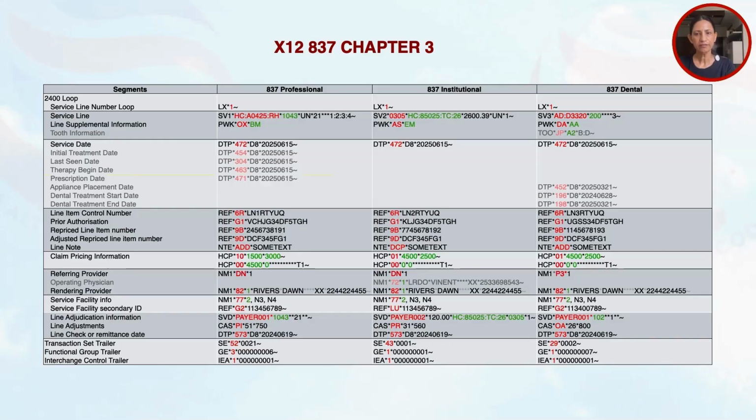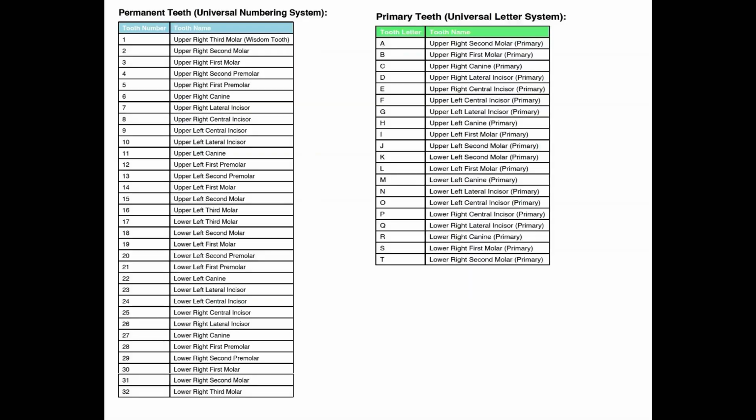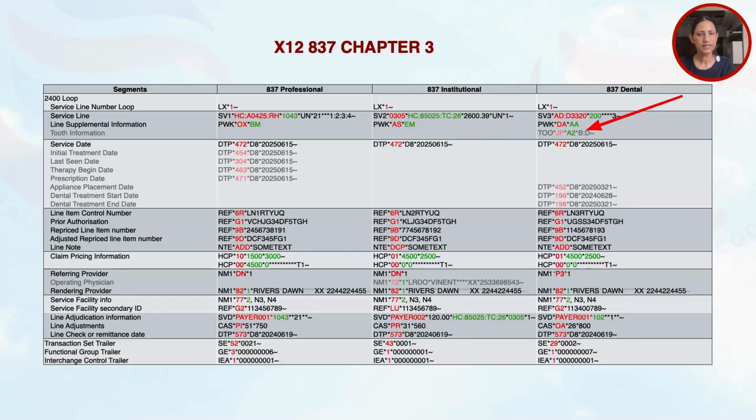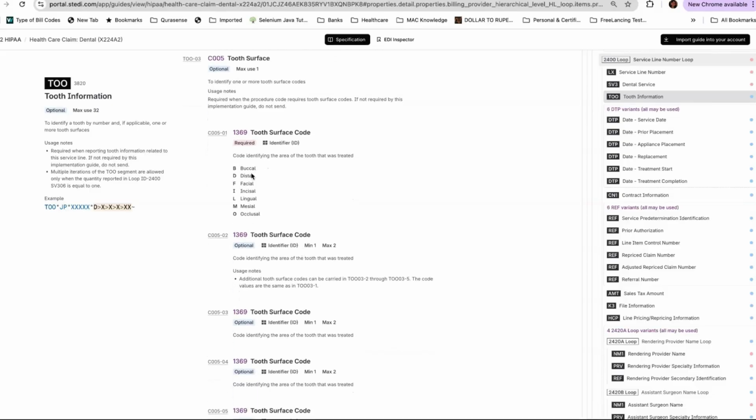For 837D, we have a segment for tooth information in the service line loop. This is the TOO segment. It is required when the tooth number or the tooth surfaces are to be mentioned in the dental service line. The qualifier code in TOO01 is always JP, which stands for Universal National Tooth Designation System. In TOO02, we have the tooth code value. Here on my screen, you see the universal tooth code values that can be used. TOO03 segment will carry one or multiple tooth surface code values. All options of tooth code values are here as you see in the guide.